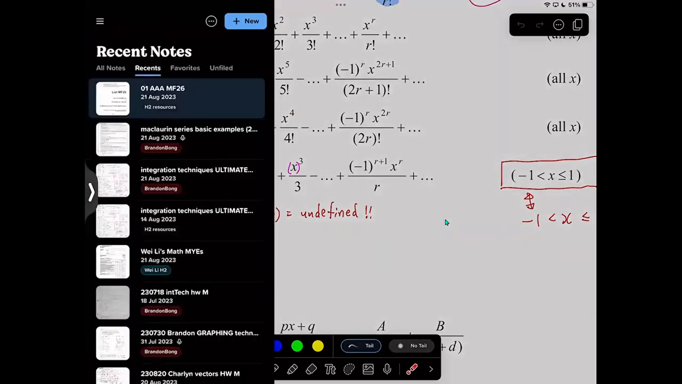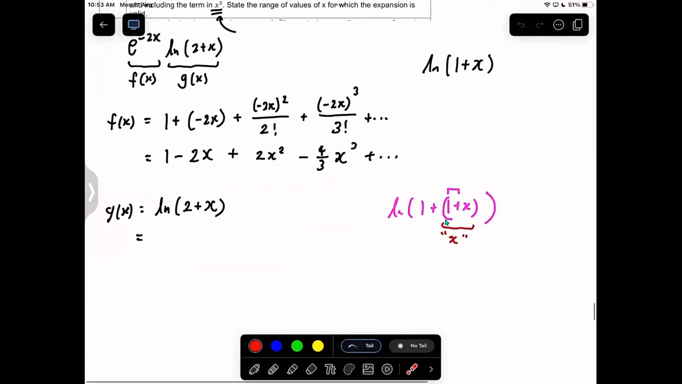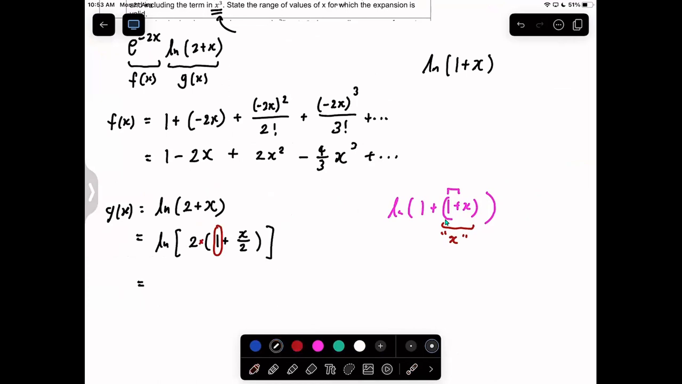Okay, so here's a better way. Multiply or factorize. Ln of 2 factor out 1 plus x over 2. Agree? Hey, just nice. I have a 1. Very, very good. Then what do you have? There's multiplication here. What happens when you have ln of multiplication? Split into a sum. Ln 2 plus ln of 1 plus x over 2. Okay so far?